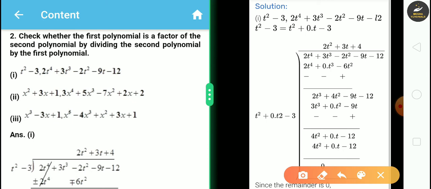So let's start with the question 1. Divisor is t square minus 3 and dividend is 2t raised to 4 plus 3t cube minus 2t square minus 9t minus 12. Okay. In the dividend all terms, all powers are present.